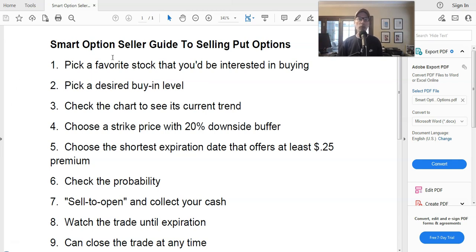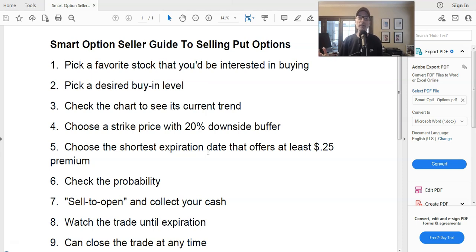All right, so we've gone over the first few steps here. You pick a stock that you like, you pick your potential buy-in level, you check the charts, you choose a strike price with a 20% downside buffer, and here's the last real technical part of it: you want to choose the shortest expiration date where you can get at least 25-cent premium per contract on that option. Okay, so you have to go through the option chains, and I'll show you that in a second, and you want to choose the shortest expiration period where you can get 25 cents or higher on that option contract.